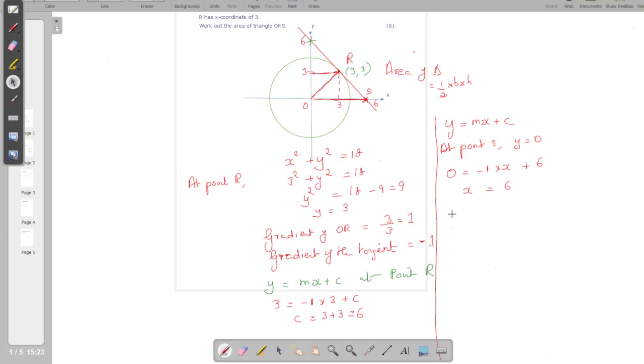Now we can find the area of the triangle. Half times base, which we know is 6 now, times the height, which is 3, which is actually 9 units. That's question 1. Let's go to question 2.